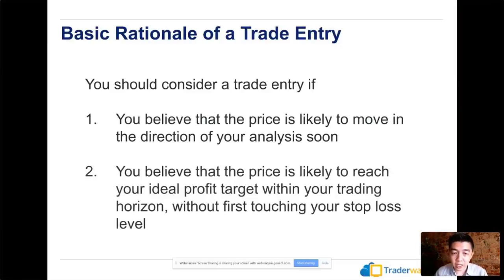And secondly, you have to believe that based on the strategy, based on the analysis flow that you have, the price is likely to reach your ideal profit target within your trading horizon. All right. And that also with the prerequisite of without first touching your stop loss level. All right. So this is what I'm going to do.